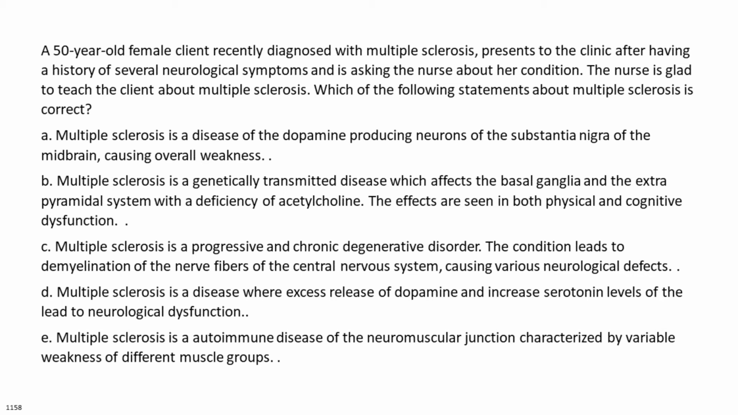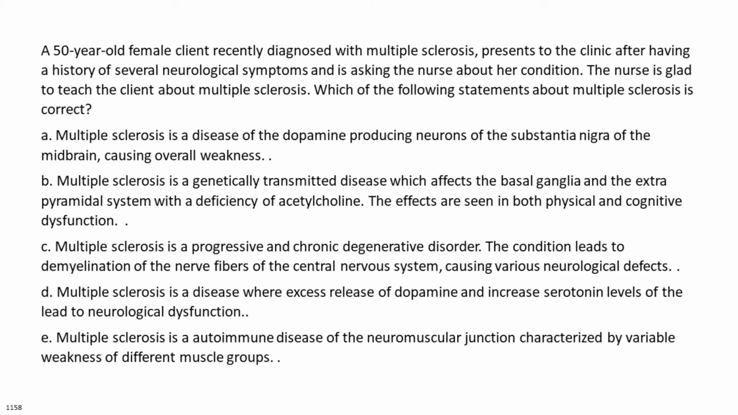A. Multiple sclerosis is a disease of the dopamine-producing neurons of the substantia nigra of the midbrain, causing overall weakness. B. Multiple sclerosis is a genetically transmitted disease which affects the basal ganglia and the extrapyramidal system with a deficiency of acetylcholine.